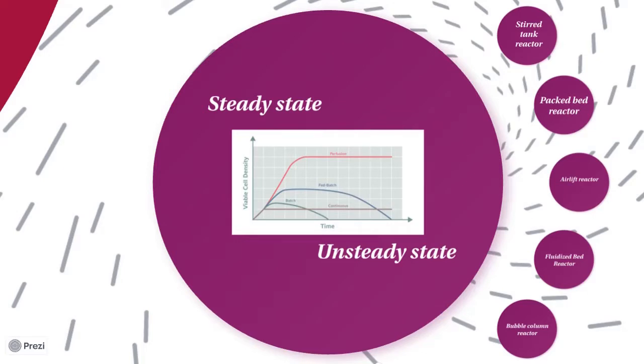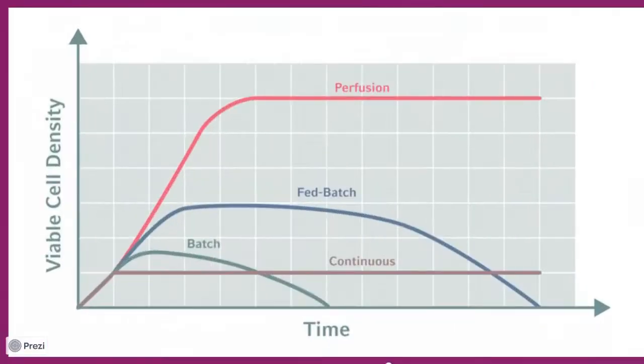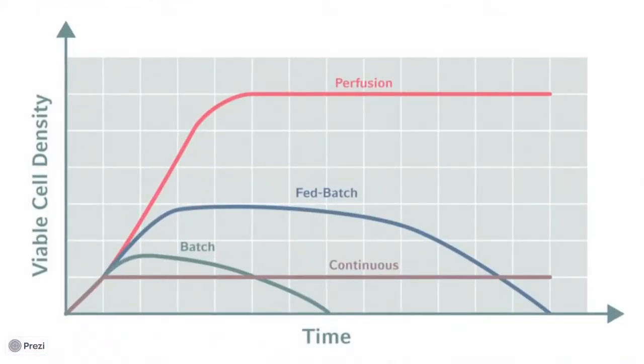In the steady state, at any given point of time, the concentration and cell density will be maintained constant with respect to time, whereas in the cases of batch, fed batch and perfusion systems, the cell density varies in due course of time. These processes, batch, fed batch and perfusion cultivation systems, are categorized as unsteady state processes.